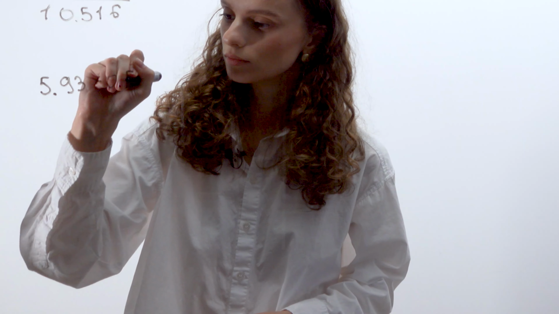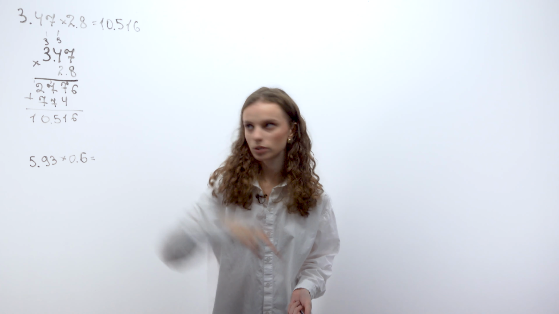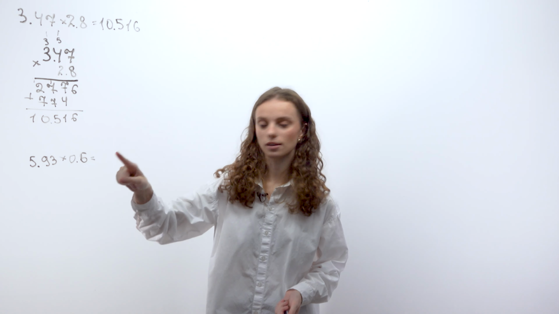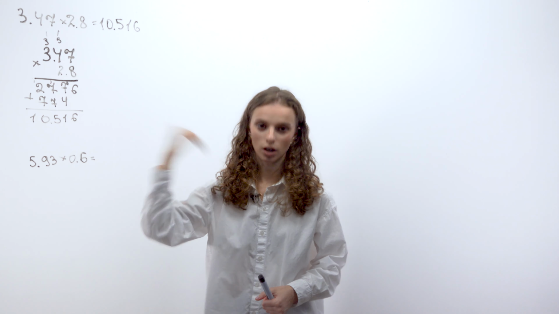Let's do another example. 5.93 multiplied by 0.6. I'm going to show you another way that you can do it. I prefer this method. If you don't, stick to the first one. This is how my brain works. If you like it, use it. If you don't, don't. What I'm going to do is convert each decimal into a fraction.